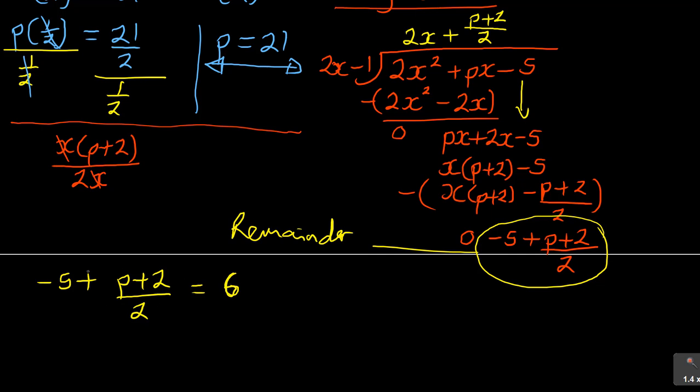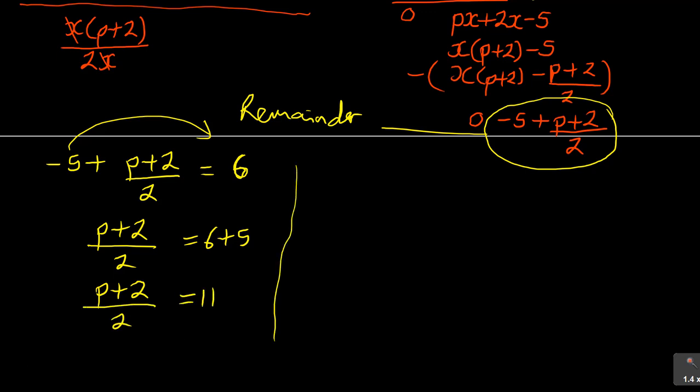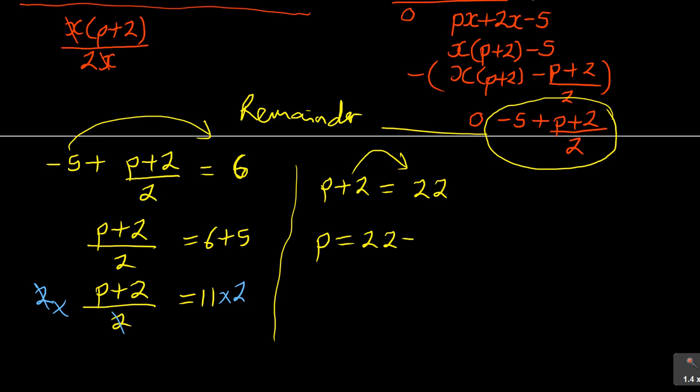Then as you see, you are solving for p. You take the 5 to the other side, so that you have p plus 2 over 2 is equal to 6 plus 5, so p plus 2 over 2 is equal to 11. After that you multiply by 2 on both sides, so we have p plus 2 is equal to 22. Now you transpose that, so p is equal to 22 minus 2, and p is equal to 20 in this case.